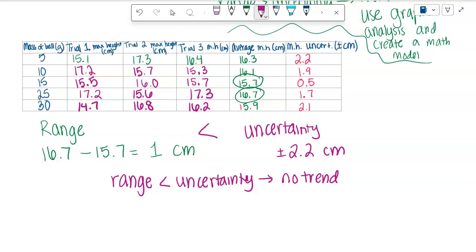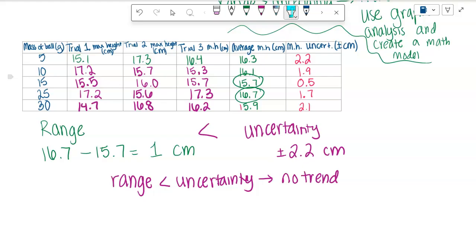So if I ask you to predict a value for the maximum height of a ball that is 7 grams, we're not going to be able to write a math model to predict this. So instead of doing that, what we're going to do is go ahead and find the best average value of this table. We know that that average maximum height is going to be somewhere around all of these numbers here. So we're just going to take the total average.